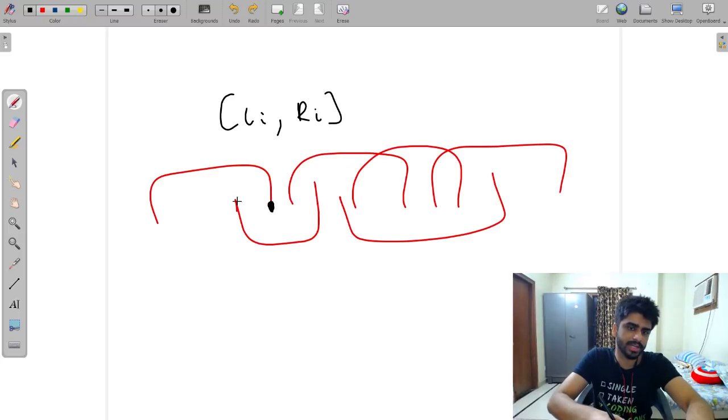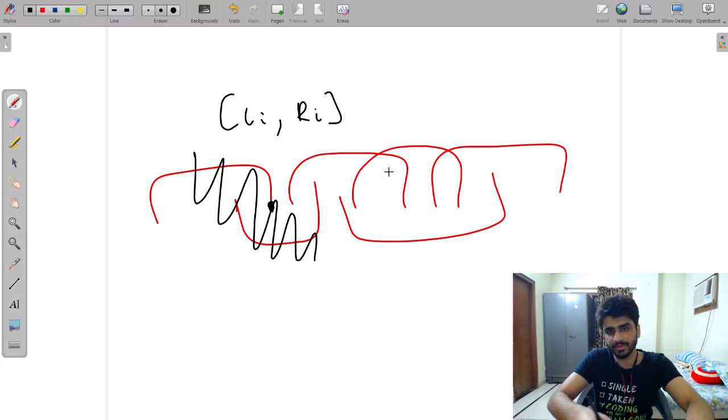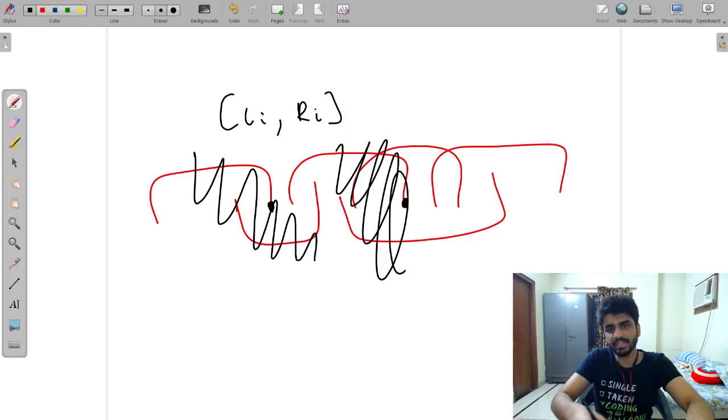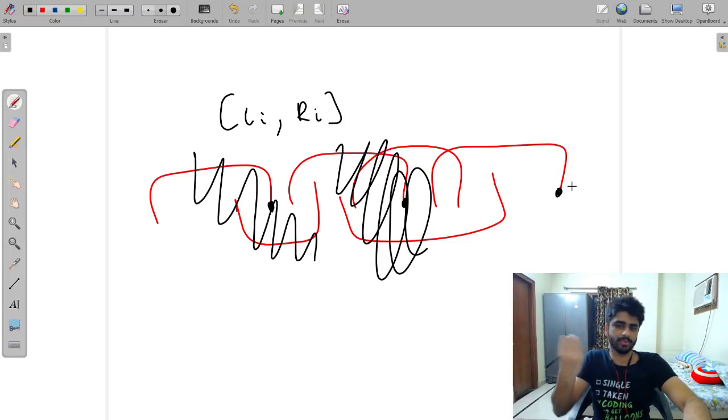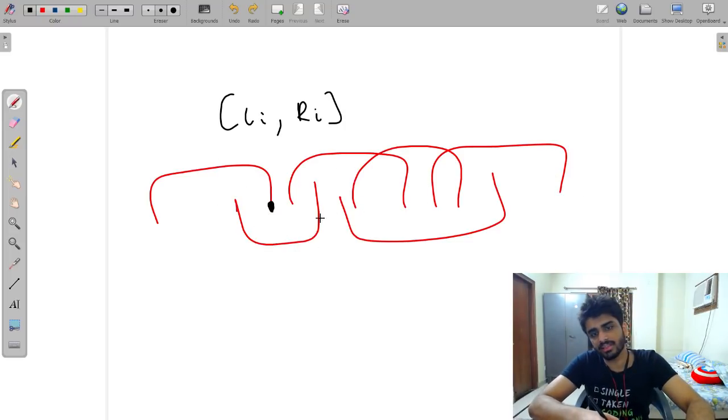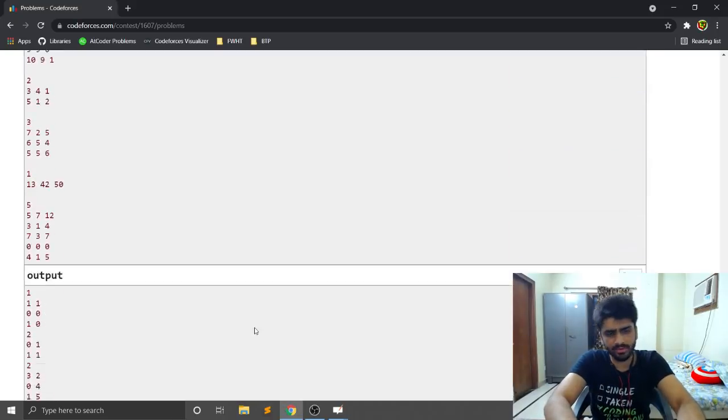First we take this endpoint, and then these two segments are discarded. Then we take the next endpoint, which is this one, and then these three segments are discarded, and then we take this point, and so on. In this way we can do this, and that's what we have to do in this problem.